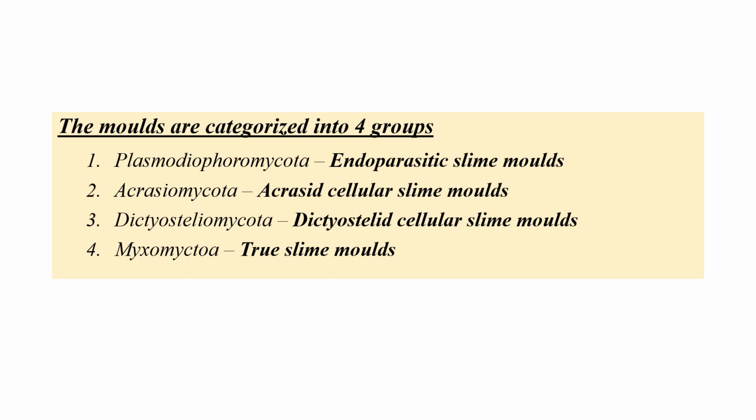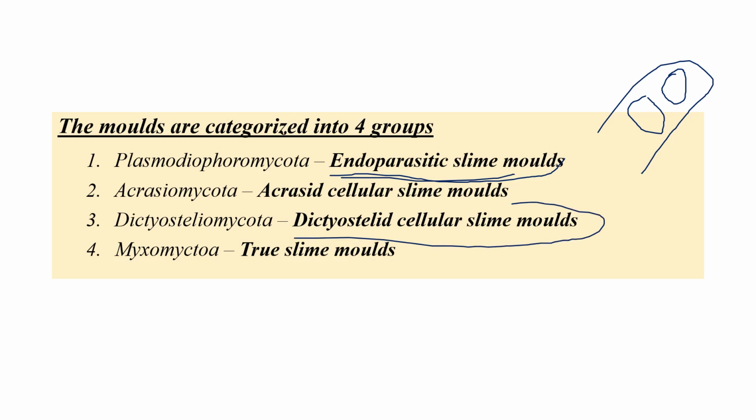In further categorization, Plasmodiophoromycota is generally known as endoparasitic slime molds, because they actually grow inside the root hairs or the root cortex. That's why it's called endo. If it is growing outside, it's called ecto. Endo means inside, so they are called endoparasitic slime molds. Acrasiomycota are generally called acrasid cellular slime molds. Dictyosteliomycota are called dictyostelid cellular slime molds. The Myxomycota are called true slime molds.